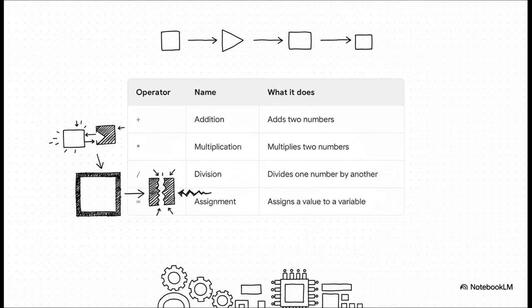But here's the one you really got to watch, the single equal sign. In programming, this doesn't mean is equal to. It's the assignment operator. It means take whatever's on the right and stick it into the box on the left. Huge difference.